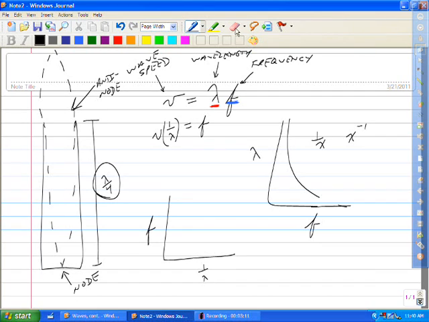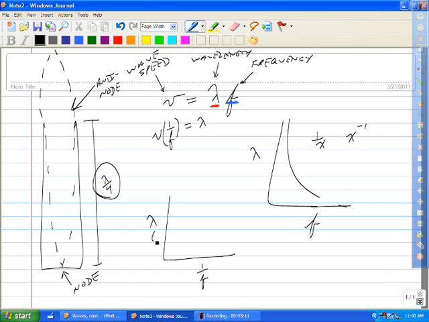Actually, no, I'm sorry. Let's do it this way. Let's do it the other way. It'll be cleaner, and you'll see why in a second. So do wavelength equals speed times 1 over frequency, so that on the y-axis is wavelength, and on the x-axis is 1 divided by frequency.